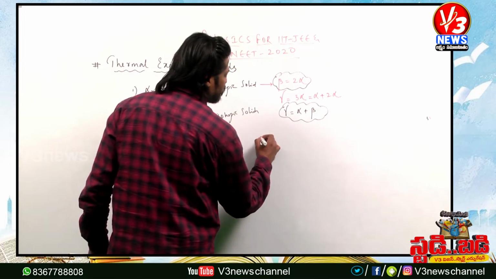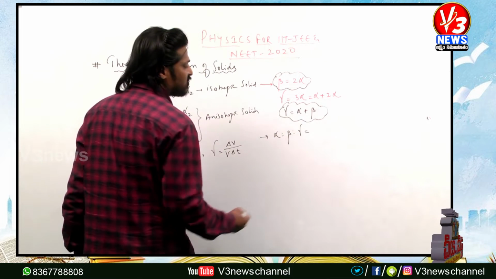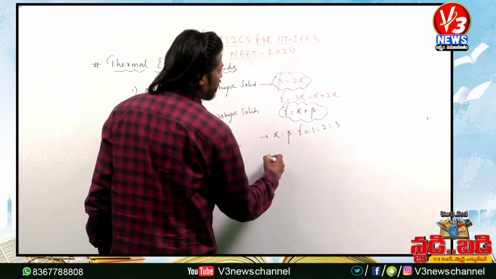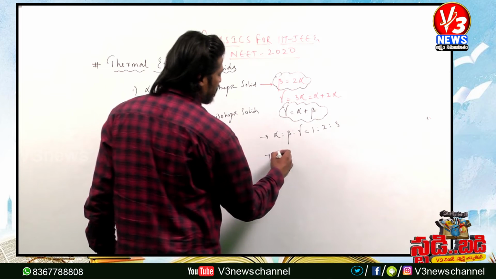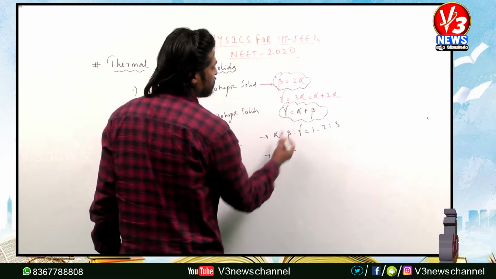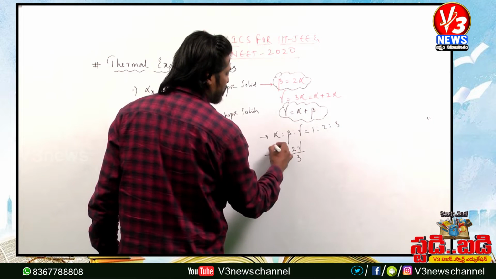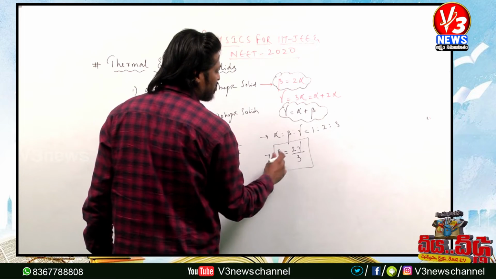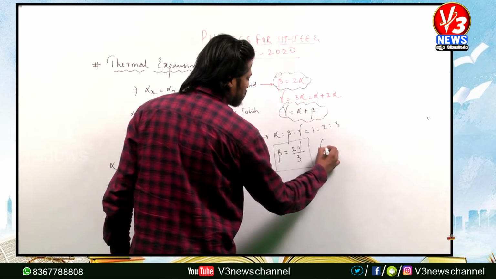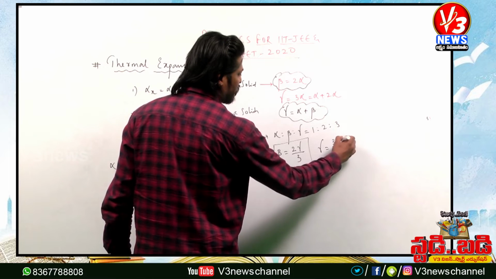If I take the ratio alpha is to beta is to gamma, it is equal to 1 is to 2 is to 3. Also, from this relation, beta is equal to 2 times alpha, which is 2 times gamma by 3. This is another relation between beta and gamma, or else gamma is equal to 3 by 2 times beta.